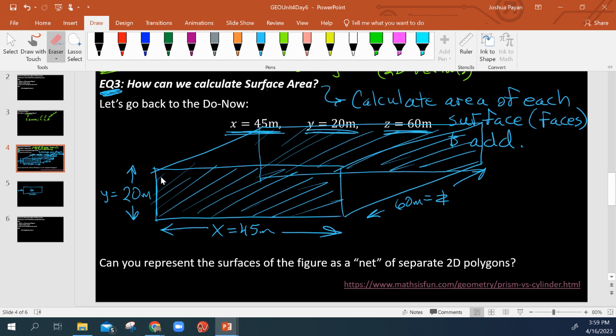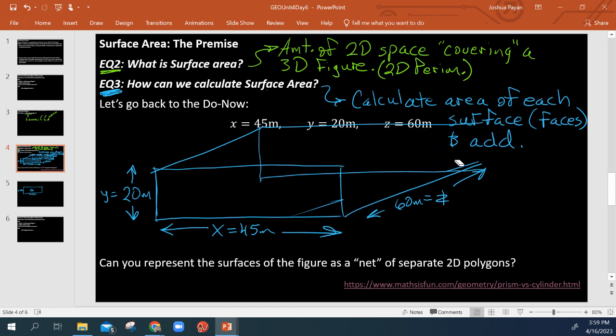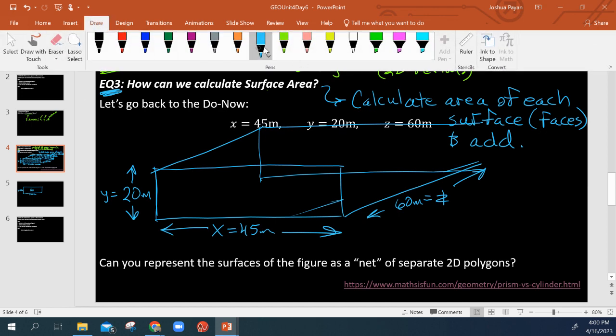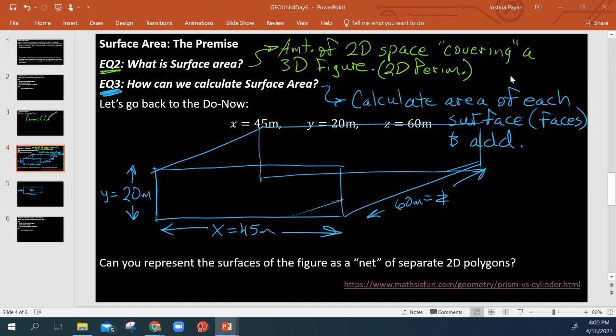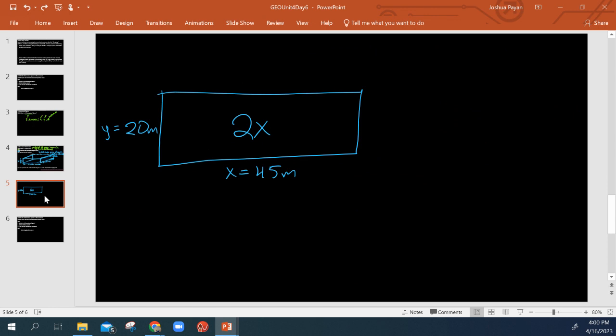Okay, so now let's start thinking, well, what other surfaces are there, right? And in the do now, we refer to this particular prism that I'm drawing here as a rectangular prism, right? So we know there must be more to this. So there's also this wall, we'll call it, right? If this is a building, we'll call this the left wall. And we know this wall directly across from it is going to have to be the same, right? So there's two of these surfaces, and these surfaces would be 20 by 60.